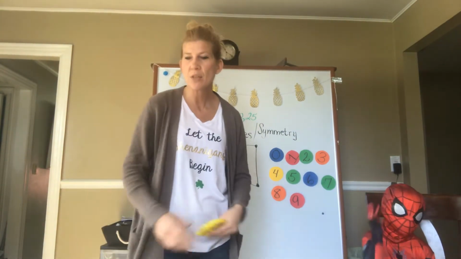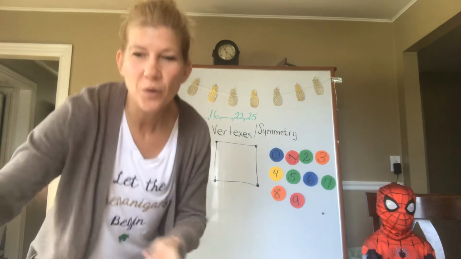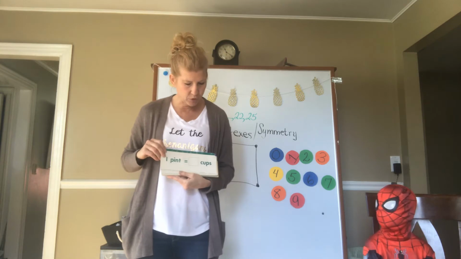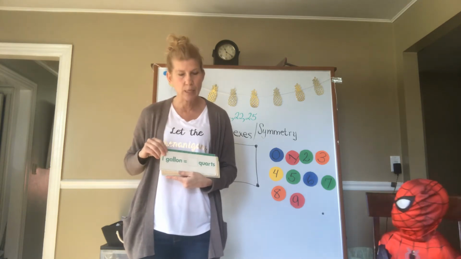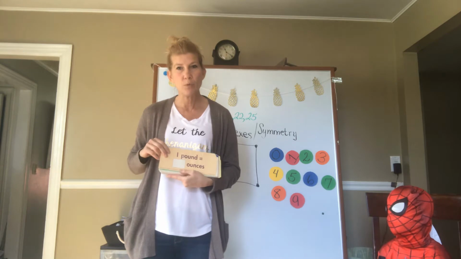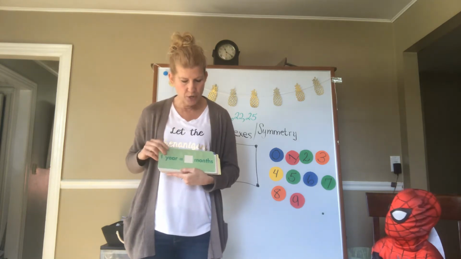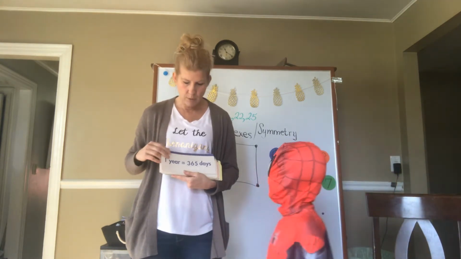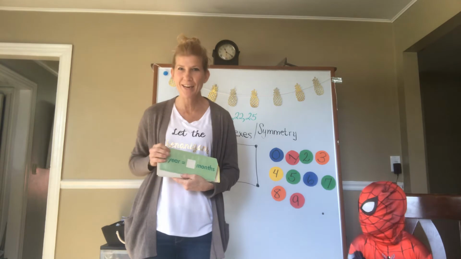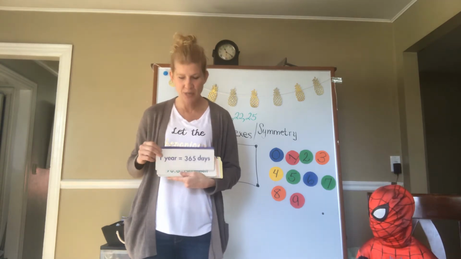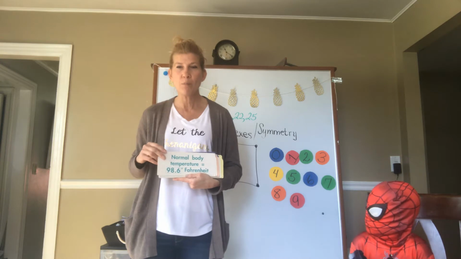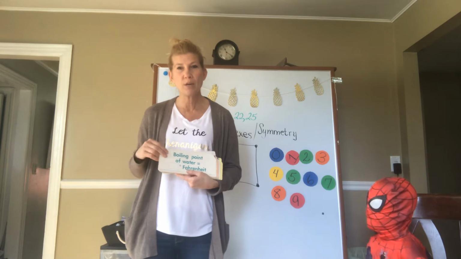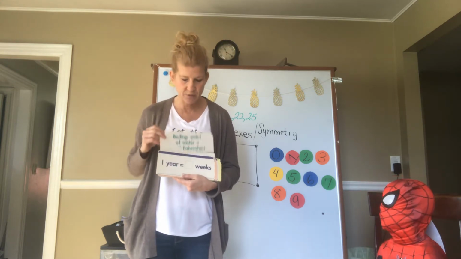Now the next thing that I want to go over is our facts. So say it with me, please. 1 pint equals 2 cups. 1 gallon equals 4 quarts. 1 pound equals 16 ounces. 1 year equals 12 months. 1 year equals 365 days. Normal body temperature equals 98.6 degrees Fahrenheit. Boiling point of water equals 212 degrees Fahrenheit.